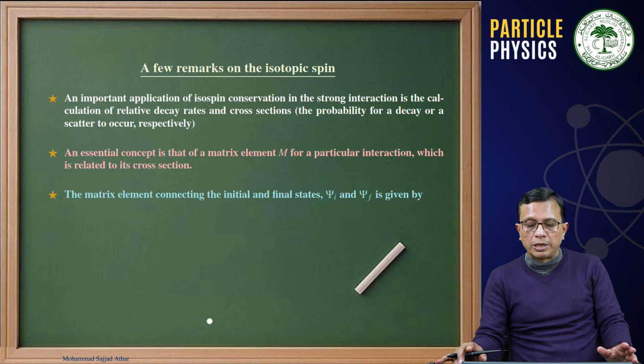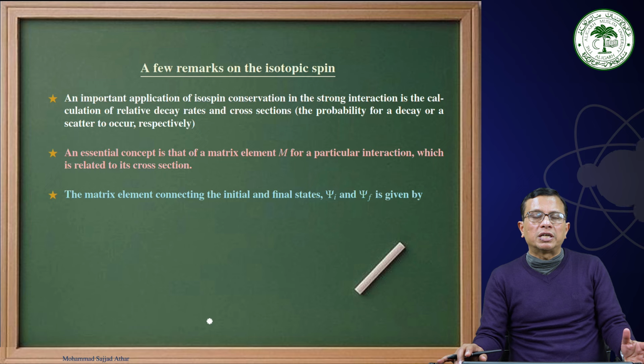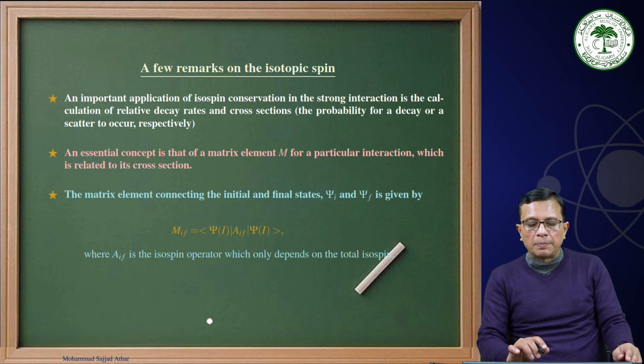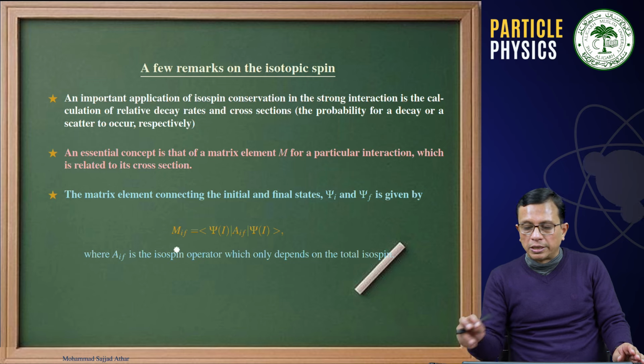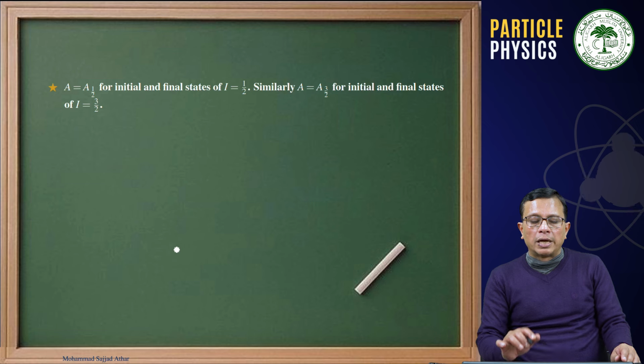This is what we are going to talk about. Now, suppose we are talking about an initial state and final state. The initial state wave function is being represented by psi I, and the final state wave function is being represented by psi f. Then the matrix element, this is how we are going to represent it, where A is the isospin operator, which only depends on the total isospin, and the cross section will be proportional to the transition matrix element square.